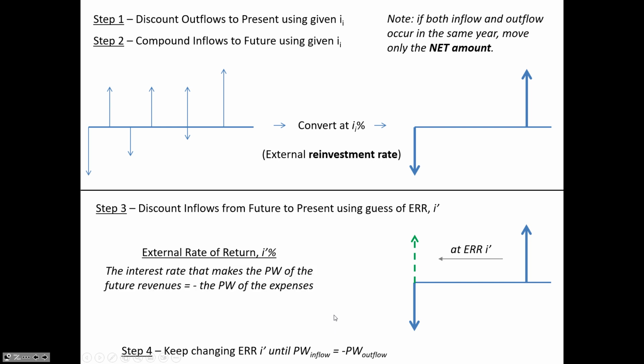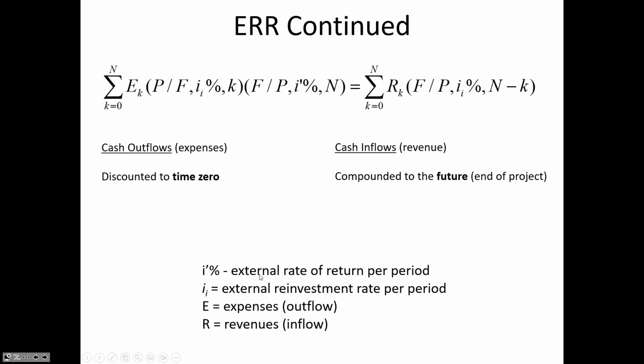Okay, so it is defined as the interest rate that makes the present worth of the future revenues equal to the present worth of the expenses. Here's a formula that says the same thing. So here we've got expenses and revenues. E is expenses, R is revenues.